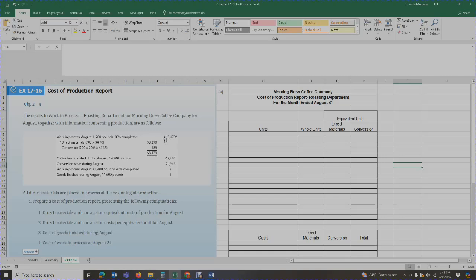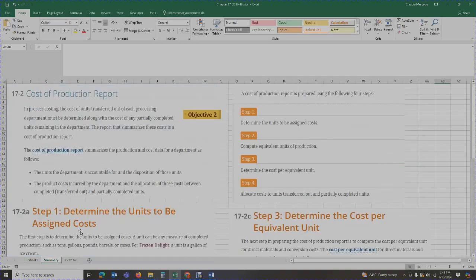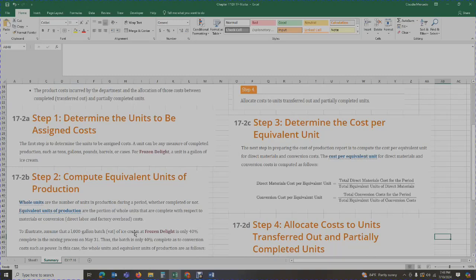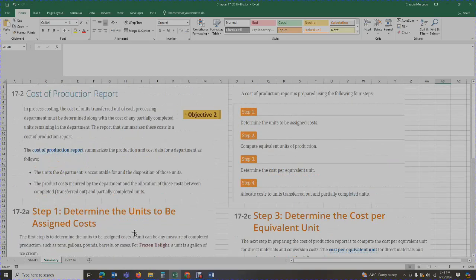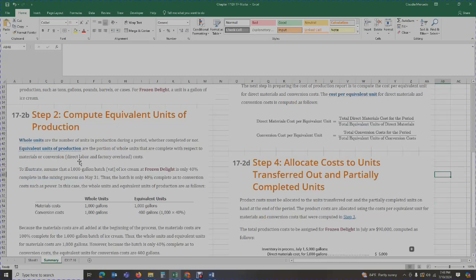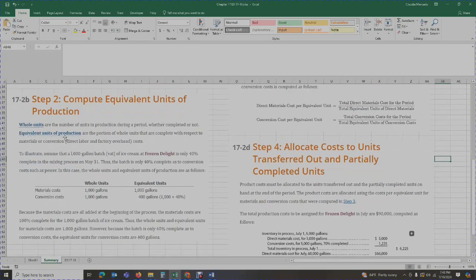So the $3,479 is broken down between direct materials and conversion. When we are calculating the equivalent units of production, we are talking in respect to either materials or conversion. When they deal with conversion, they're talking about direct labor and factory overhead combined.